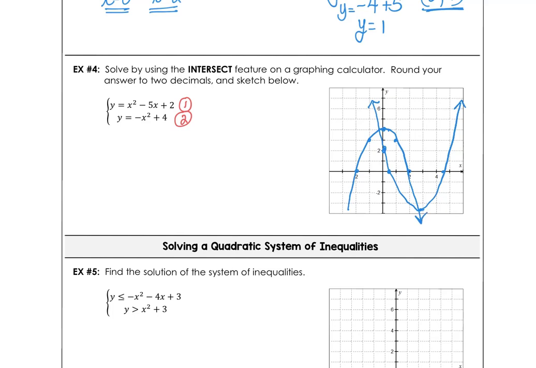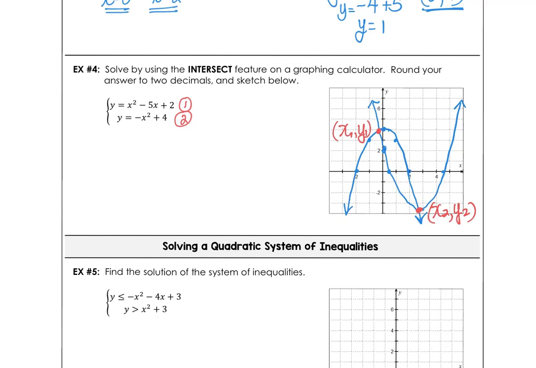And our job is to find the intersection point. So we're looking for this point here. We'll label that x1, y1. And we're also looking at this point here, x2, y2.